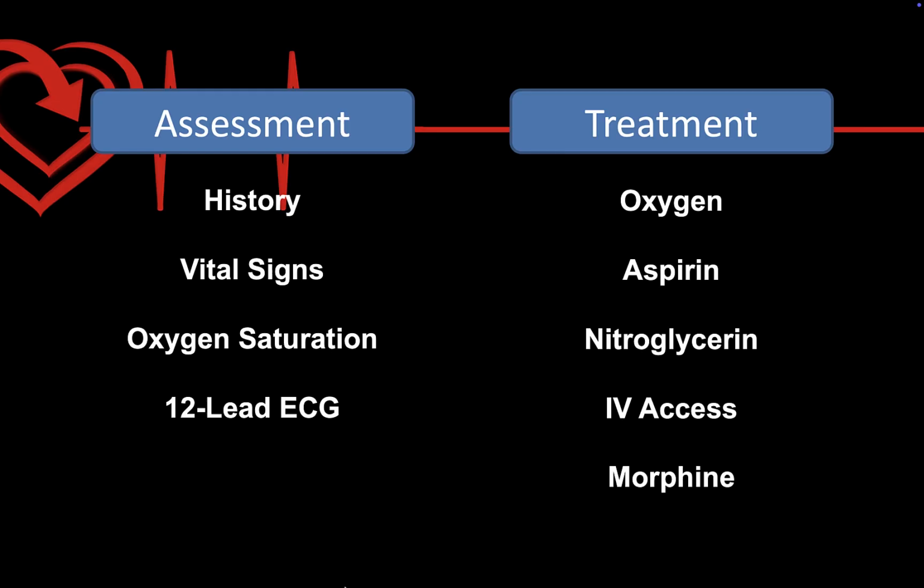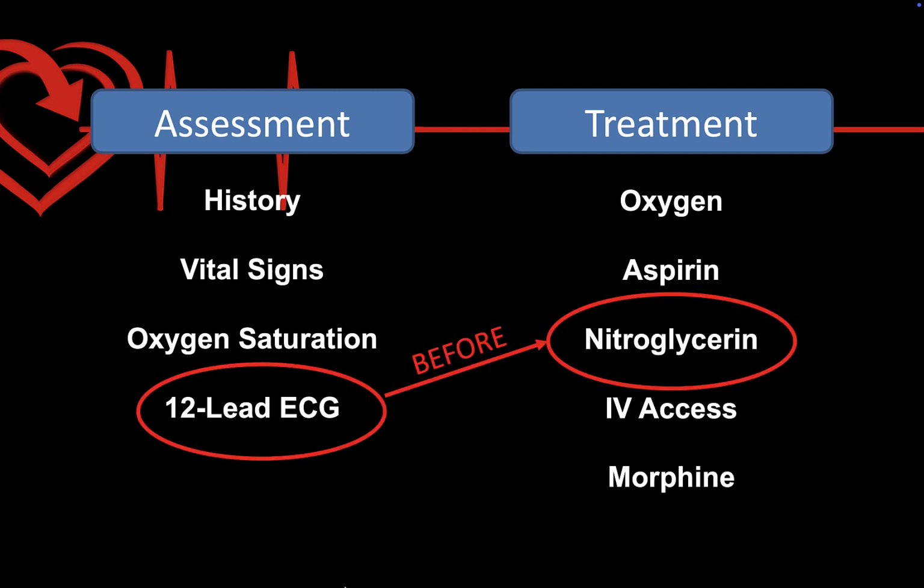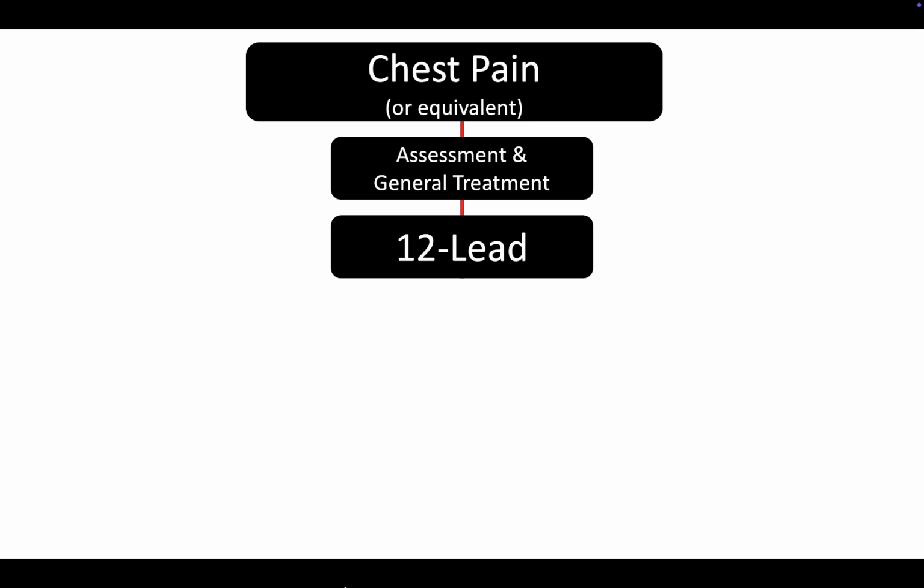So when we think about assessment and treatment of our cardiac patients, there's a variety of things that we're trying to do: history, vital signs, getting oxygen saturation, doing a 12 lead. The treatments, oxygen, aspirin, nitroglycerin, IV access, morphine, all of these make sense. The key thing is we don't do these in a linear fashion. We're doing multiple things at the same time with these patients, all of which works well. We just need to make sure that we do the 12 lead before we do the nitroglycerin, so we don't hide the evidence of a STEMI before we've actually determined that that's what's going on.